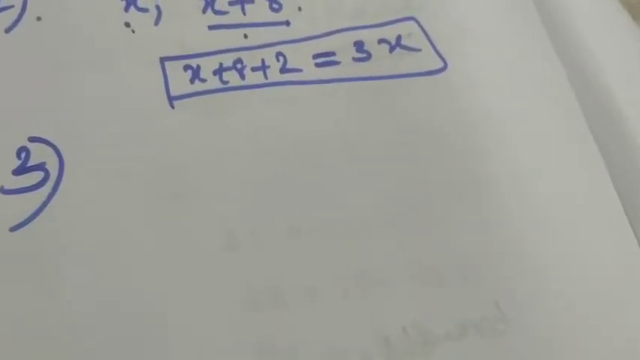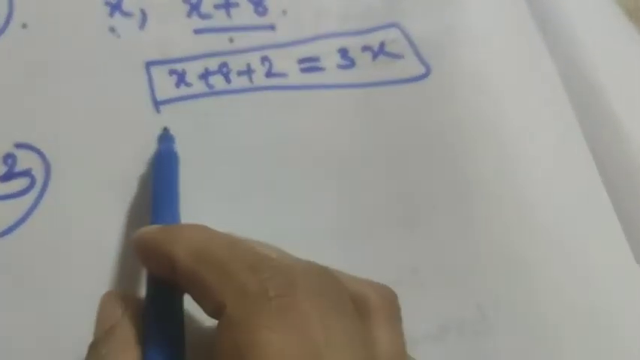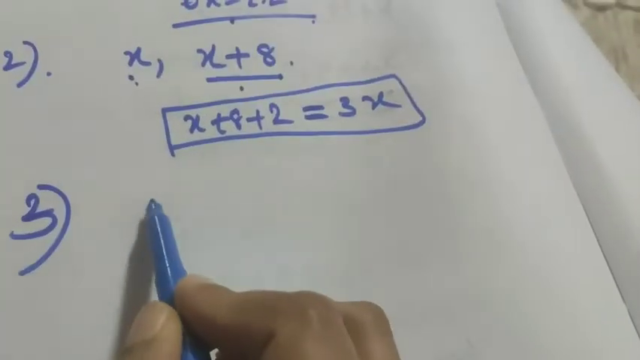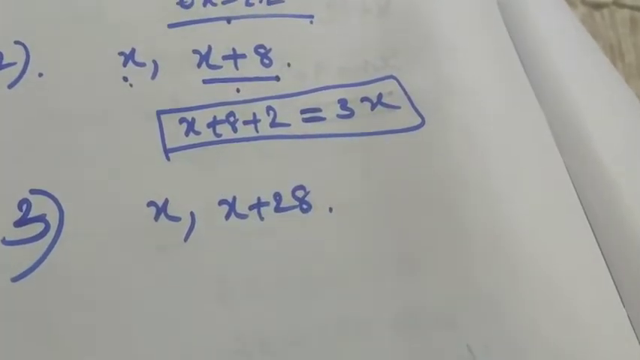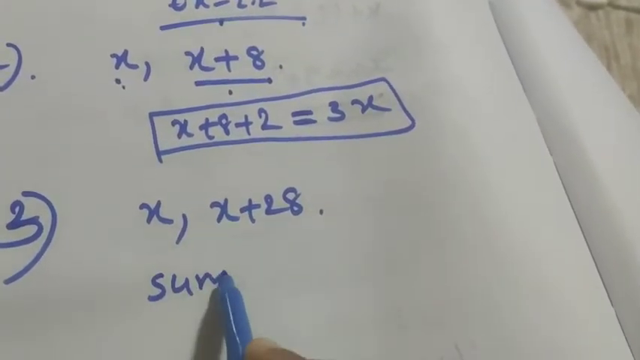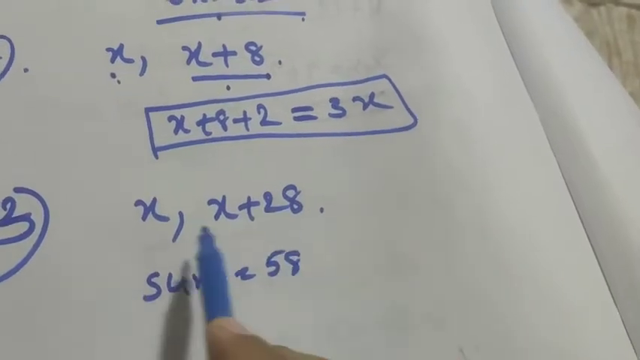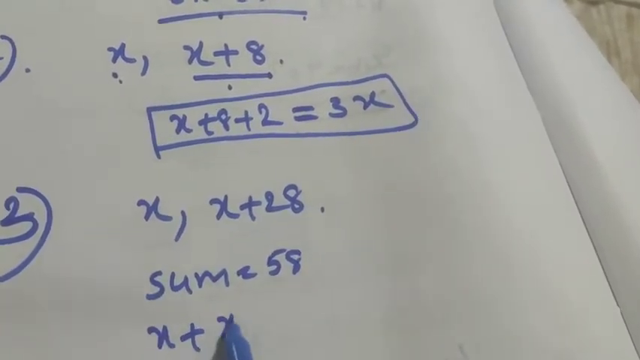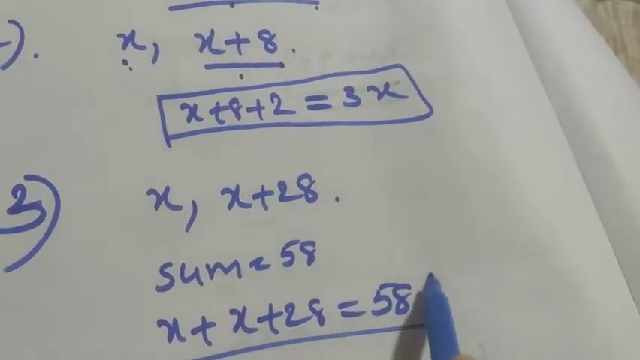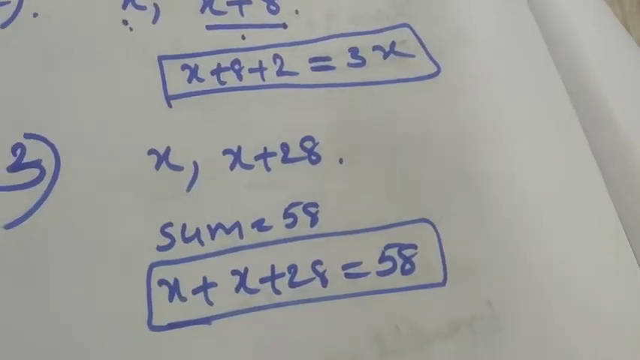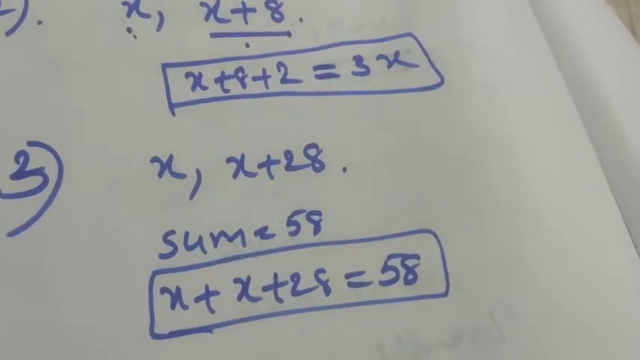Then third problem. What are those two numbers whose sum is 58 and difference is 8? Again here they have given difference. So one number is x, the other number is x plus 8. Then sum is given as 58. That means add these two. x plus x plus 8 is equal to 58. This is the required equation. So solve it. You will get the answer.